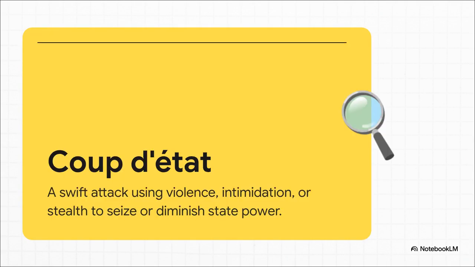Now, let's flip the script completely and look at the coup d'etat. If a rebellion is that slow, stampeding herd, a coup is a swift, silent jaguar strike. The whole game here is speed and precision. It's a sudden, shocking attack. And look at the methods: violence, intimidation, strategy, stealth. A coup doesn't need a huge crowd. It relies on tactical surprise to paralyze the government before anyone even knows what's happening.